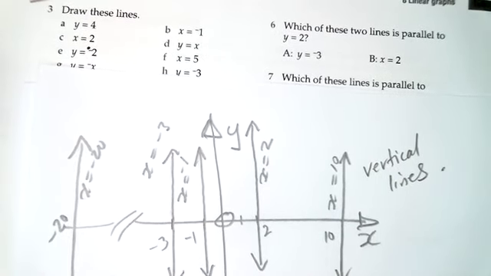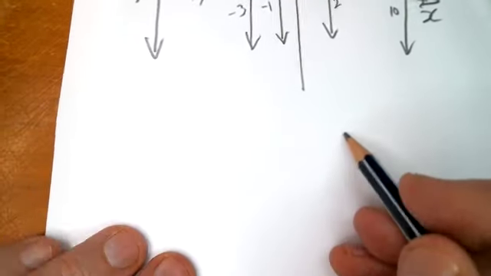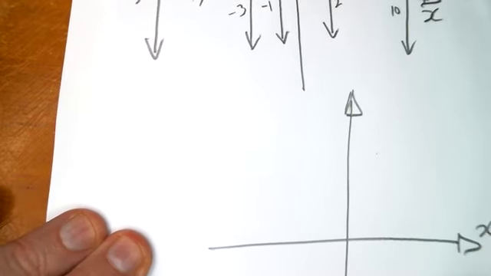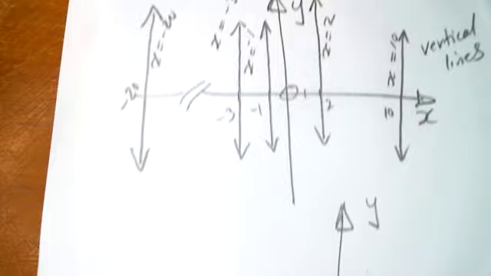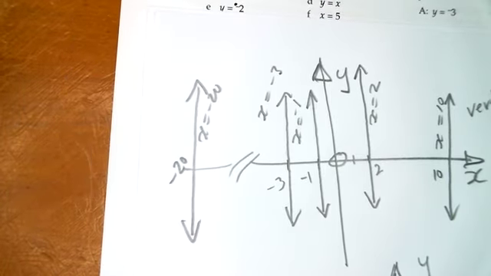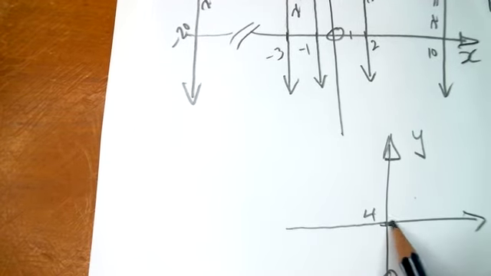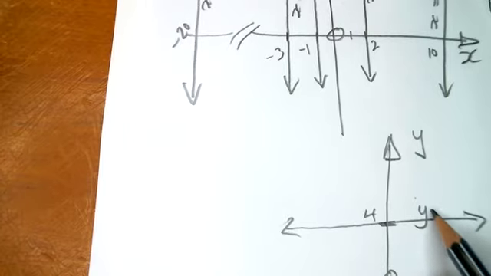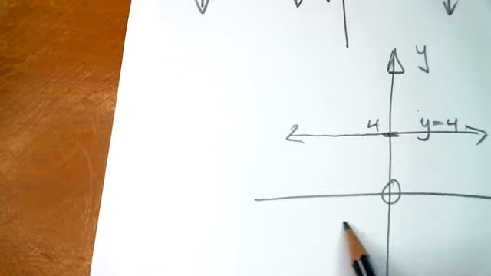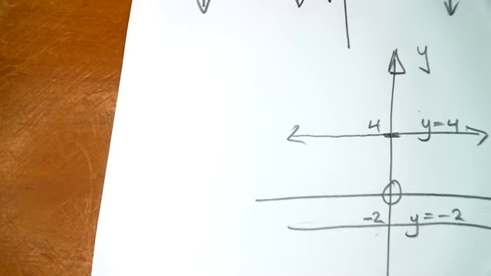Well, let's look at the next bit, which is the horizontal lines. These are all the y lines. So let's have a go at some y's. So here we go. x and y, there's my origin. The first one's y is 4. The line just simply goes straight across here. Let's call that 4. This is y is equal to 4. What else have we got? y is negative 2. We'll call that negative 2 there. That's my y is equal to negative 2.